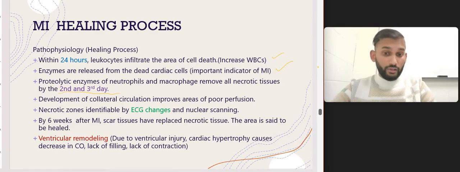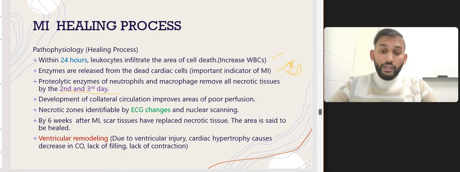Then we have the collateral formation as well, where, let's say that this is a plaque, then there is a new pathway formed, which is a collateral. You will have the EKG changes. By week 6 after the MI, the necrotic tissue will be replaced with scar tissue, and it is said to be healed.